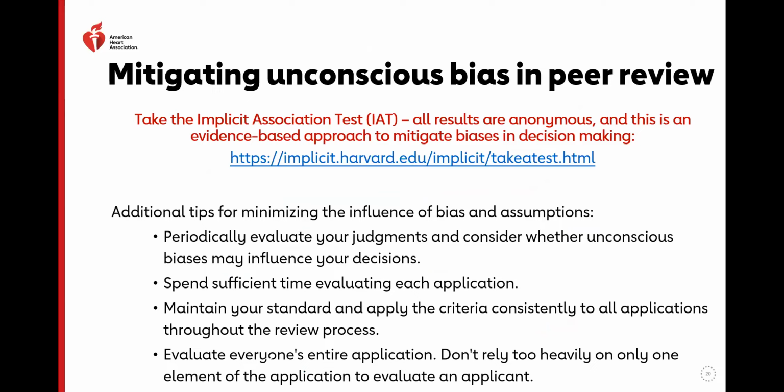Being aware of unconscious bias is the first step in mitigating these sources of bias, and greater awareness of unconscious bias will lead to an improved peer review process and greater parity in grant and award distribution. To confront your own biases, you must first recognize them. We strongly encourage everyone to consider taking an implicit association test to identify your own personal bias. All results are anonymous, and this is an evidence-based approach to mitigate biases in decision-making.